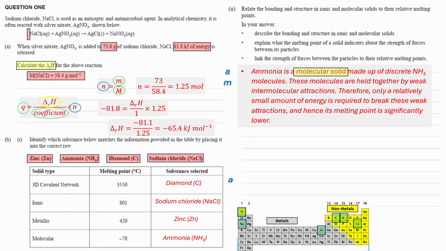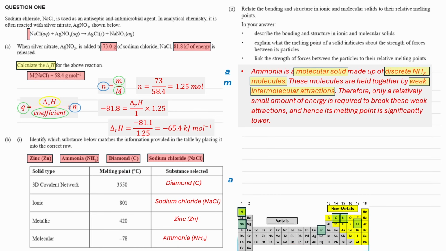So ammonia is a molecular solid, right? So we need to say what type of solid it is. Made up of discrete molecules. And here I've put NH3 molecules. So we talk about the type of solid, the type of particles, the type of attractions. They are held together by weak intermolecular attractions.